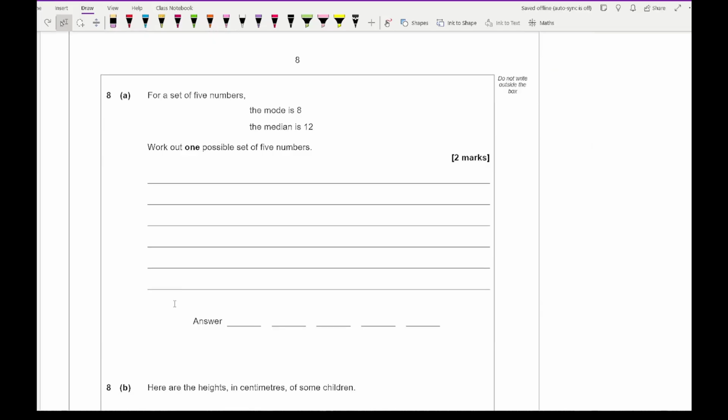Then moving on to question 8a, it says for 5 sets of numbers, the mode is 8 and the median is 12. Work out one possible set of the 5 numbers. Now for this, there are several answers which we could give, but the key thing you need to remember when dealing with these questions is, first of all, I always recommend starting by having dashes for each of these. Now we know that the mode is 8, so we've got to have at least 2 8s, and the median is 12, so that means that the middle number needs to be 12. So these two numbers need to be smaller than 12. Now as the mode is 8, then we need to have 2 8s together.